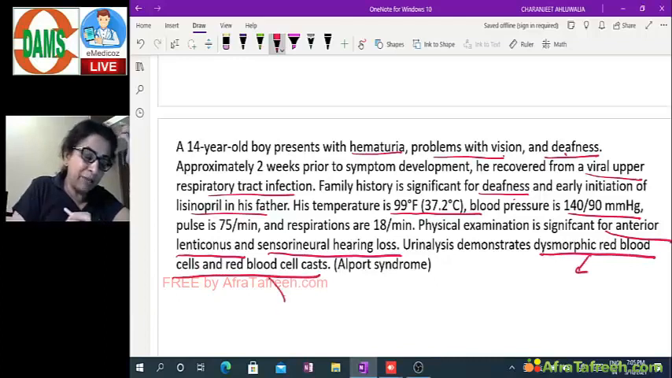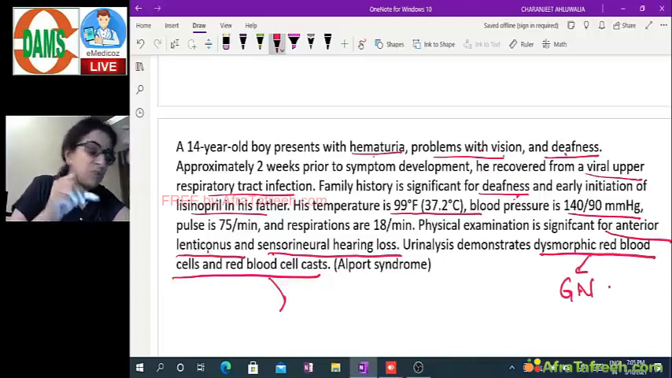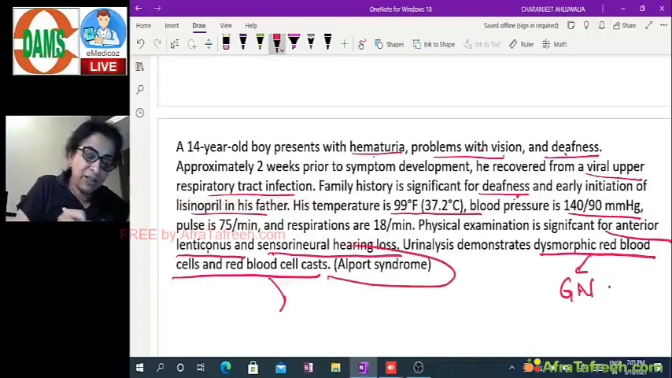So dysmorphic RBCs and RBC casts indicate glomerulonephritis. So there is glomerulonephritis, there is sensorineural hearing loss, there is lens dislocation, there is deafness running in the family, there is hematuria, there is retinopathy, there are visual problems. All of this is present. So this is a characteristic history of Alport syndrome.